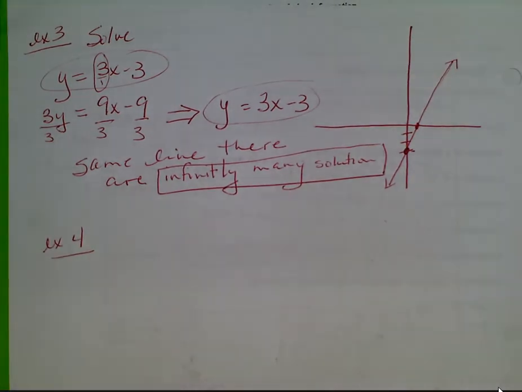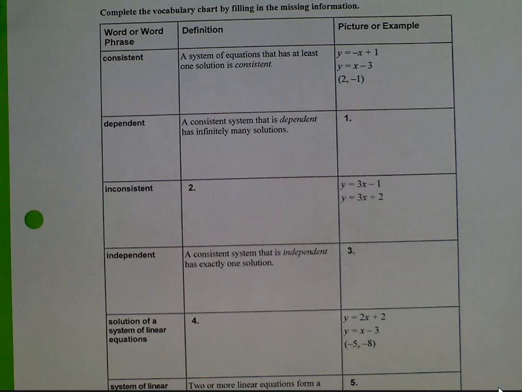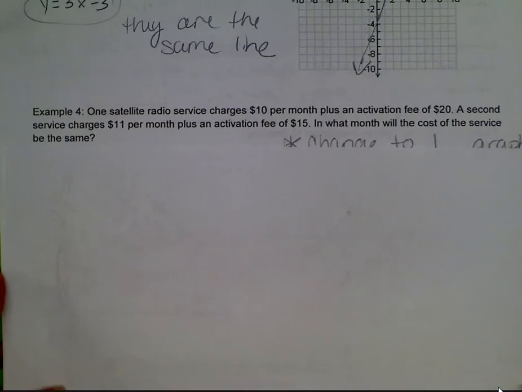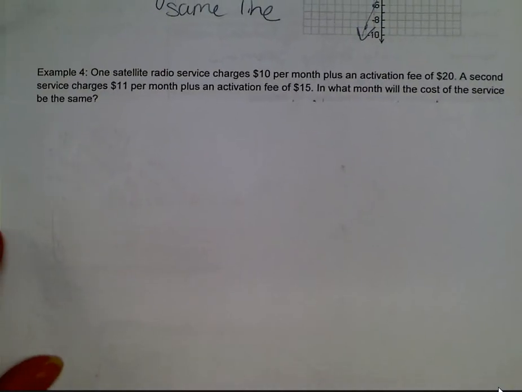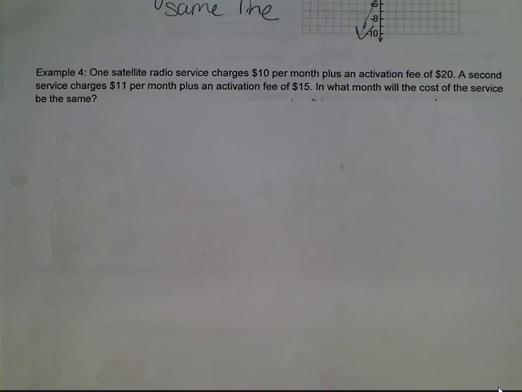All right, example 4. And I'll just put it up here and we'll read it together and then we'll work it out. One satellite radio service charges $10 per month, plus an activation fee of $20. A second service charges $11 per month, plus an activation fee of $10. In what month will the cost of the service be the same?